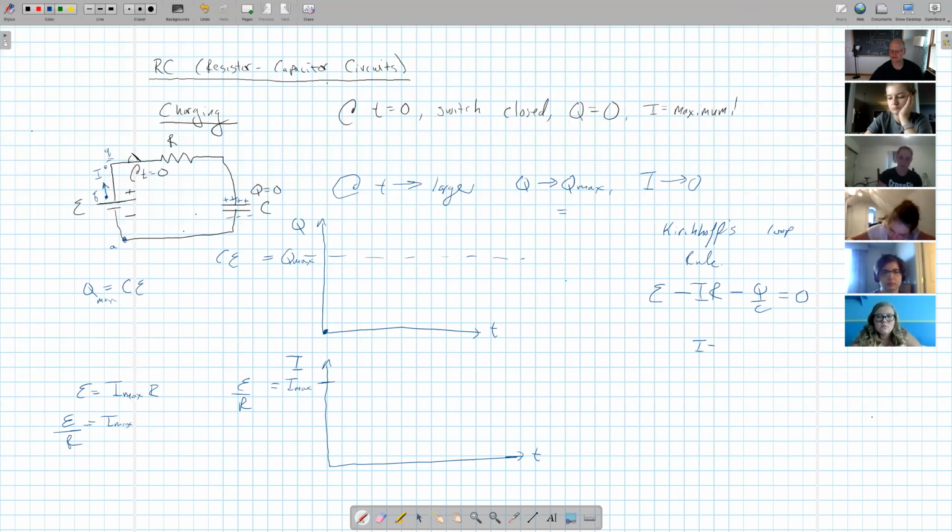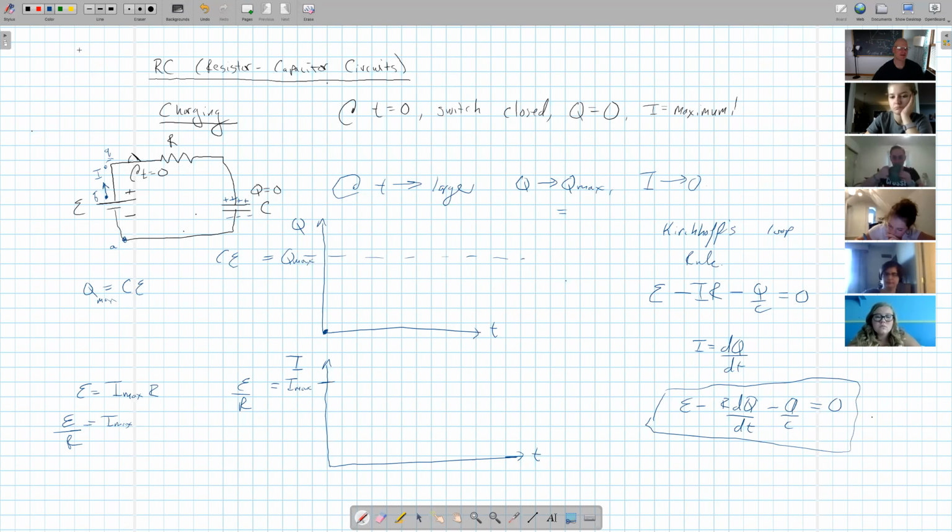Now what we know is that current is equal to the change in charge divided by change in time, so I'm going to write that as a differential. So this thing actually becomes E minus R times dQ/dt, minus Q divided by C, is equal to 0. So Kirchhoff's loop rule says that if we want to know what this thing is actually doing, we would have to solve this expression. Now, fundamentally speaking, this is what's known as a first order differential equation, which is kind of beyond calculus. So we're actually not going to solve this. I'll just tell you what the result is.